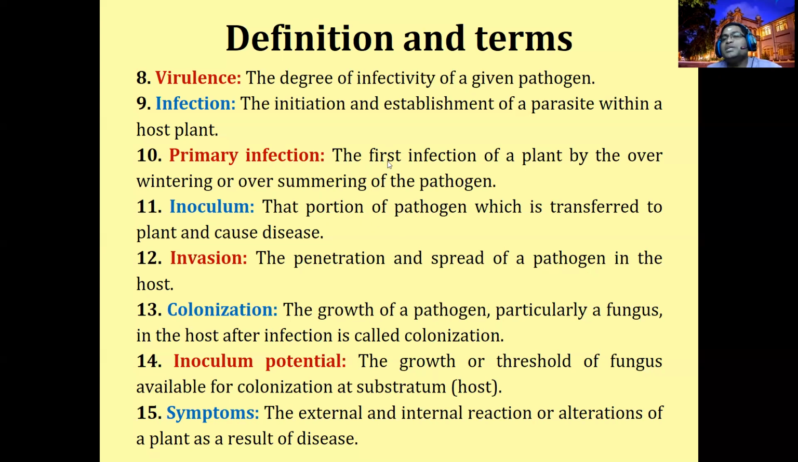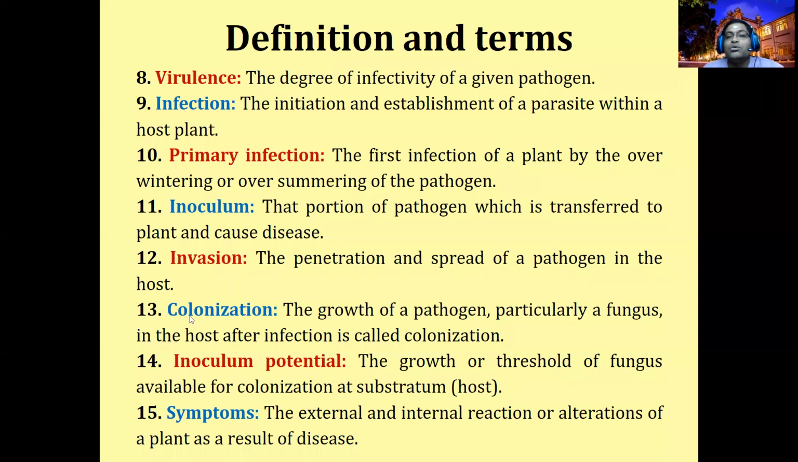Primary infection means the first infection of the plant by the overwintering or oversummering pathogen. I explained this very well in the disease cycle. Inoculum means any part of the pathogen that can cause the disease, the portion of the pathogen which is transferred to the plant. Invasion means penetration and spread of the pathogen.